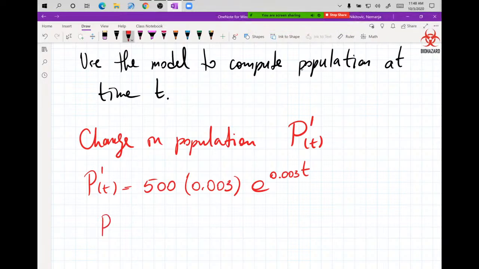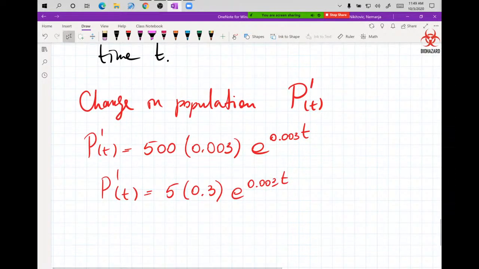So this is the same as p prime of t is equal to 5 times 0.3, because 2 zeros would knock off this, e to the 0.003t, and you would have your population, the change in population, to be 1.5 e to the 0.003t.